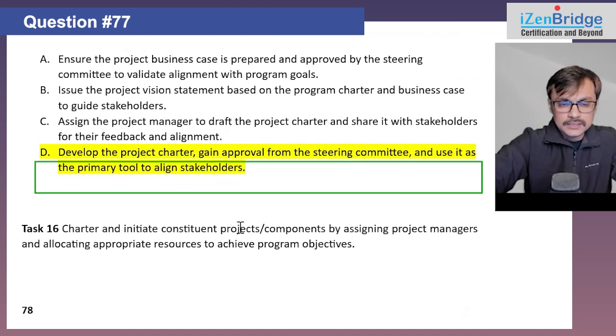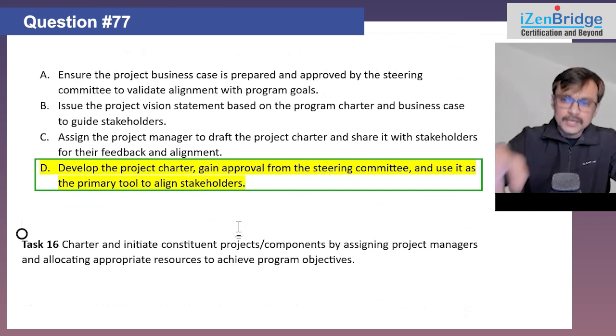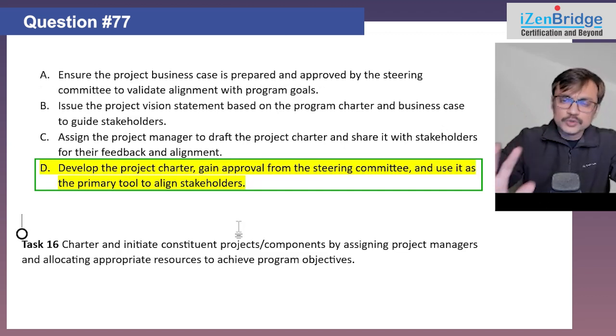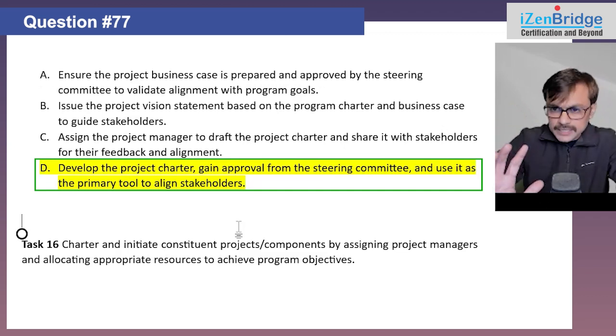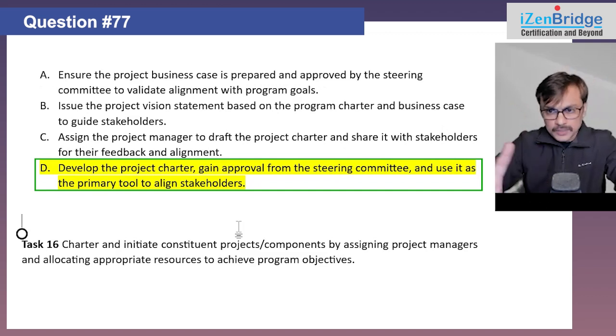Here we can see that this maps to task 16 in your program lifecycle, where we talk about chartering and initiating constituent project components by assigning a project manager and allocating appropriate resources to achieve the program objective. So you need to charter as per the governance framework. There is a possibility sometimes the program manager can also authorize the charter, but we should do as per our governance framework. In the exam, it is better to involve the steering committee for taking an approval on a project charter as well. It's a good idea whenever possible.